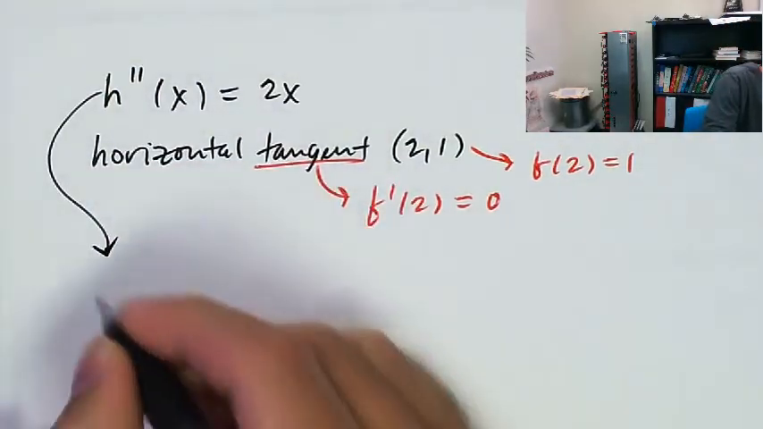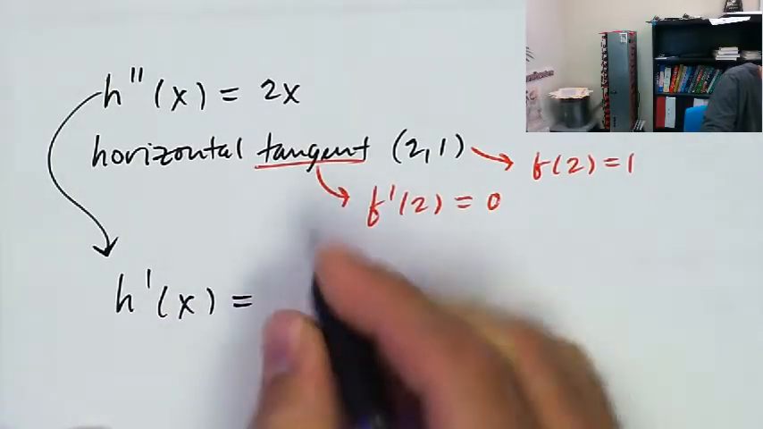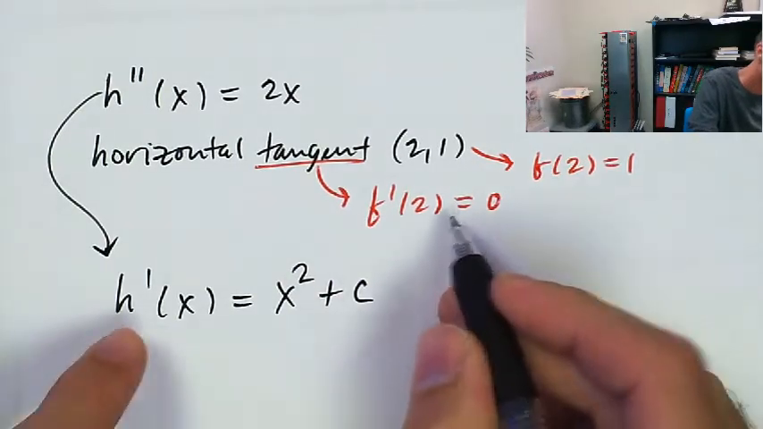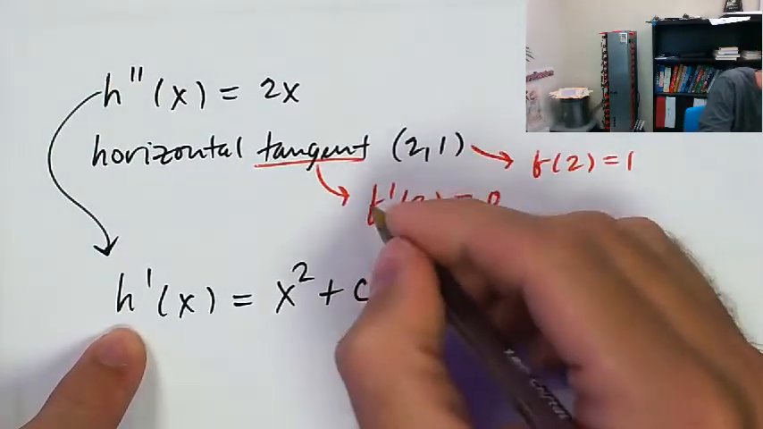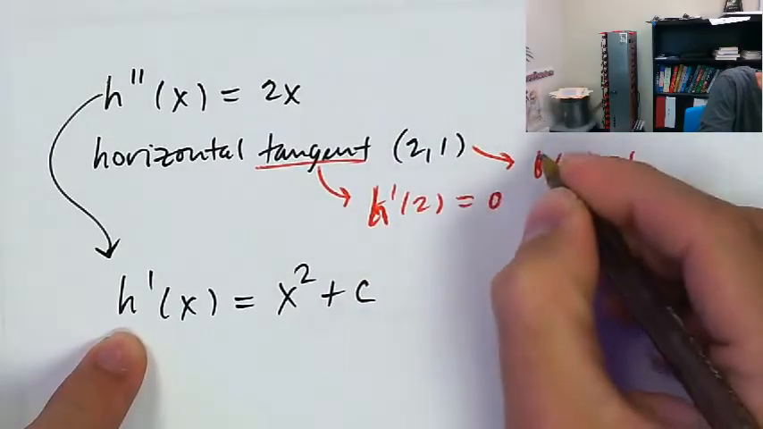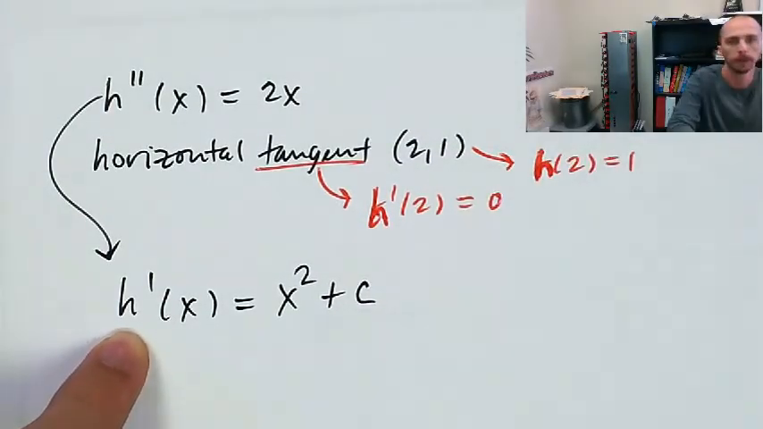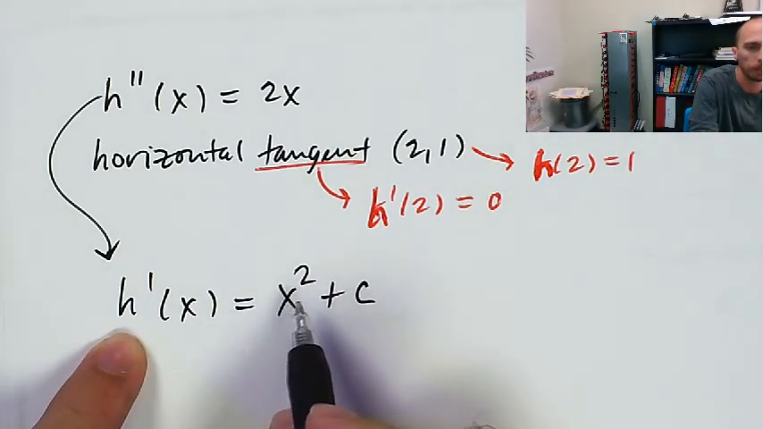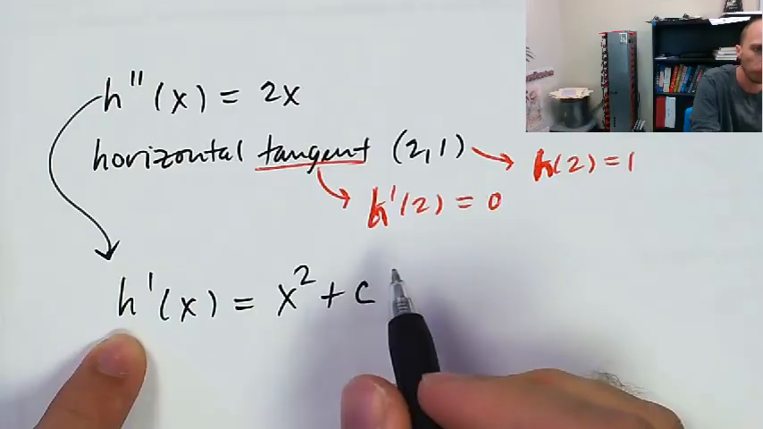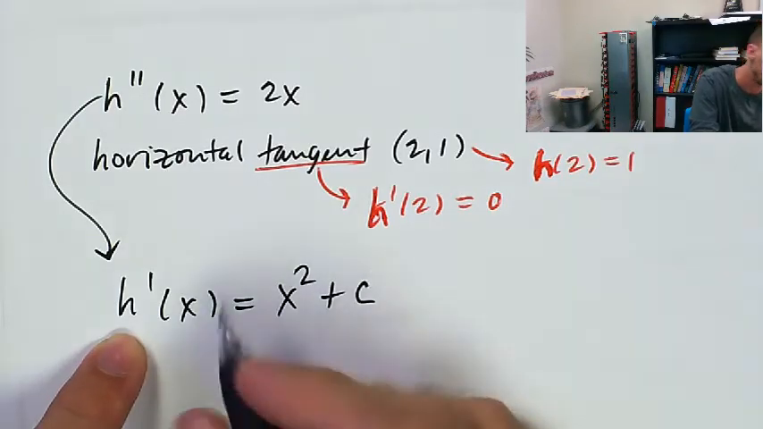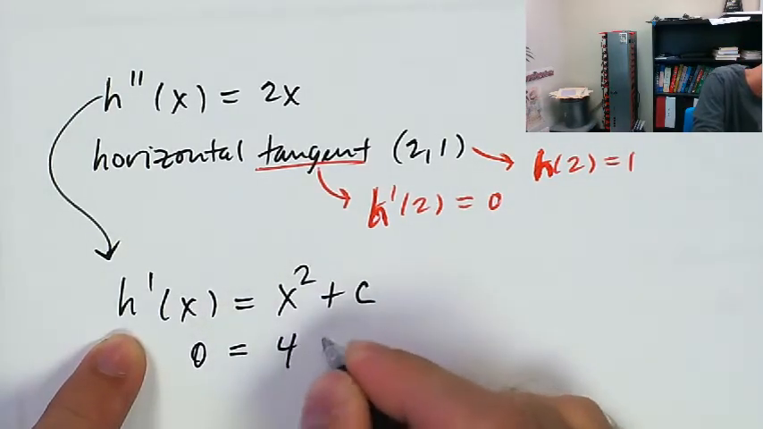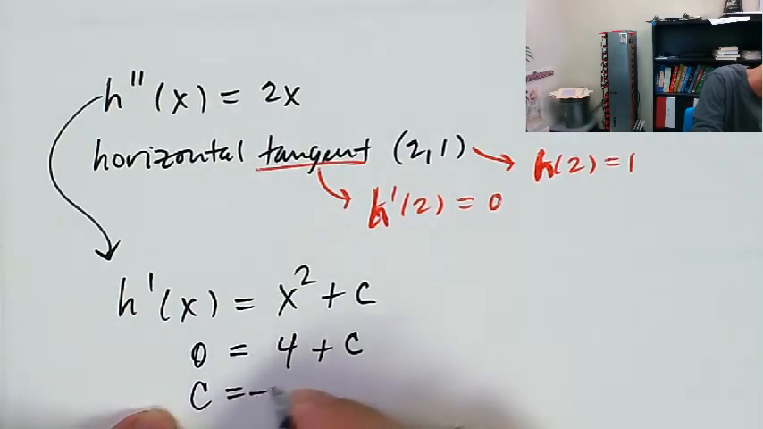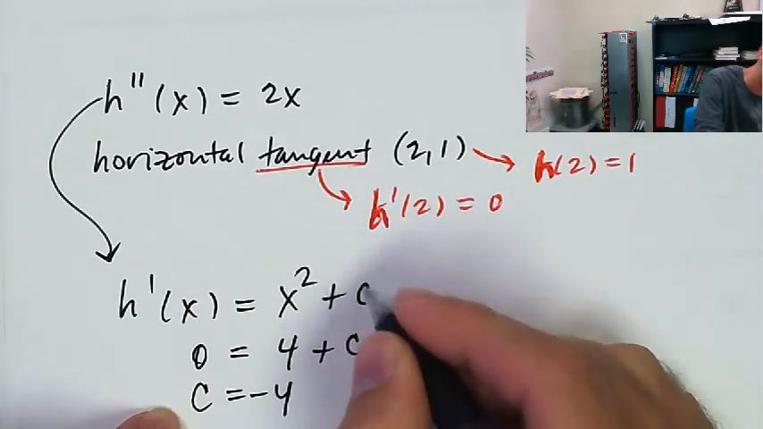So I know I can anti-differentiate to get h prime. It was positive 2x, so that's x squared plus c. Whoops, these are supposed to be h's. And what am I saying here? Oh yeah, h prime of 2 equals 0. So I'm going to plug in 0 equals 4 plus c, and c equals negative 4. So this is x squared minus 4.